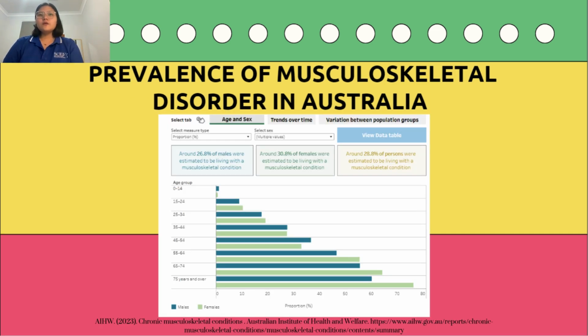Shown below me is a figure of the prevalence of chronic musculoskeletal conditions by age and sex over time, around 2001 to 2022, by population group. As you can see, around 26.8% of males were estimated to be living with musculoskeletal conditions. Around 30.8% of females were estimated to be living with musculoskeletal conditions. And around 28.8% of persons were estimated to be living with musculoskeletal conditions.